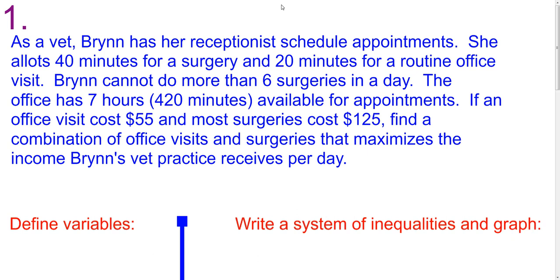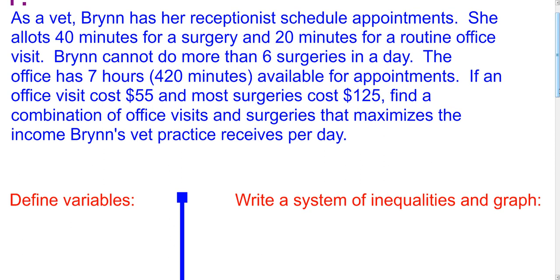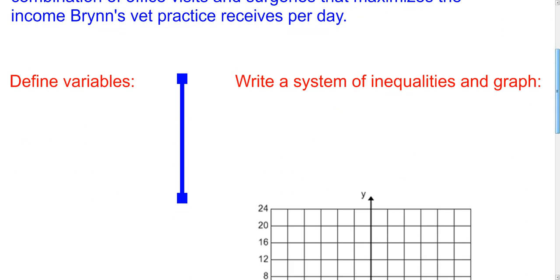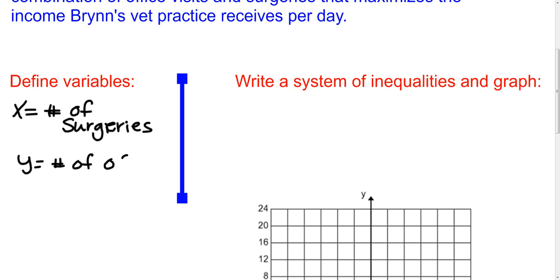Okay? So the first thing you need to do is you need to kind of define some variables. So you need to think about what's changing for her. And the things that are changing for Bryn would be how many office visits she does and how many surgeries she does in a day. All right? So we're going to call X the number of surgeries. I'm just going to define that. And you always have to define your variables, okay? Surgeries. And we'll do Y the number of office visits. And if you wanted to use different letters, that's totally fine. I just like to stick to those because it helps us be able to graph them.